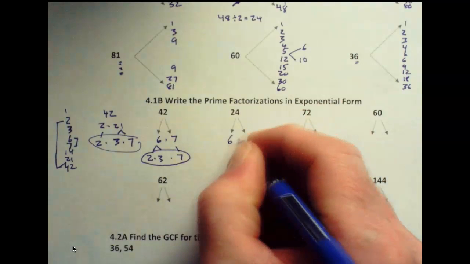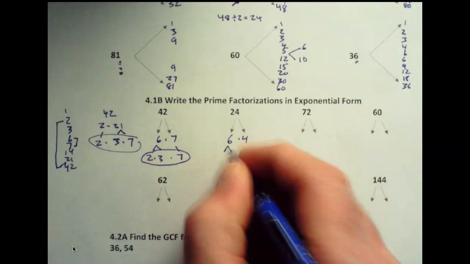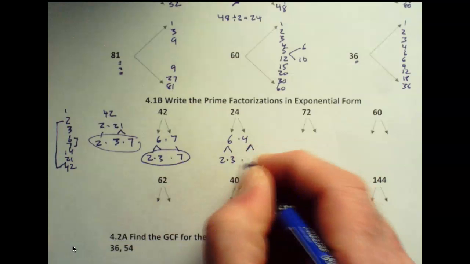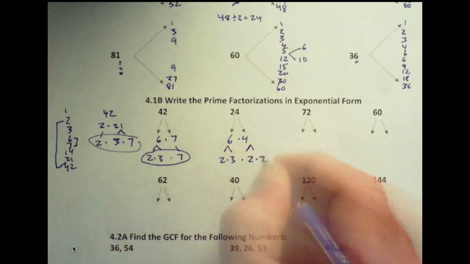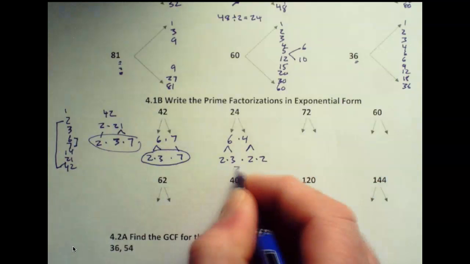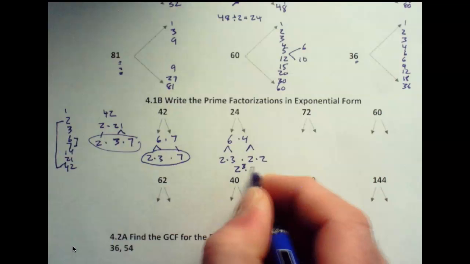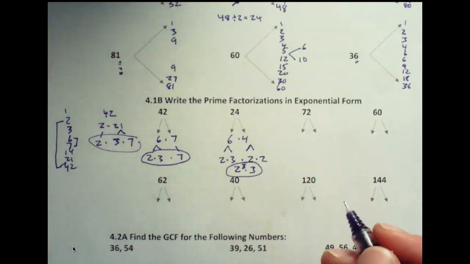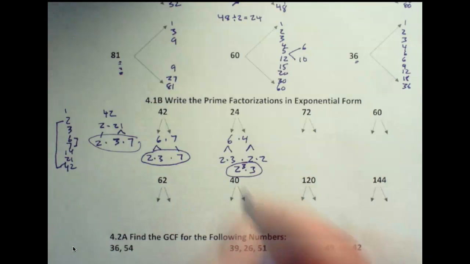6 times 4 I know equals 24, so I can break this down. This would be 2 times 3. And 4 can break down into 2 times 2. So when we look at that, we've got 1, 2, 3, 2. So it's 2 to the third times 3. I think it's really important to know that 2 to the third is 8. That's just one of those important things to know. So you can see that this would be 8 times 3.